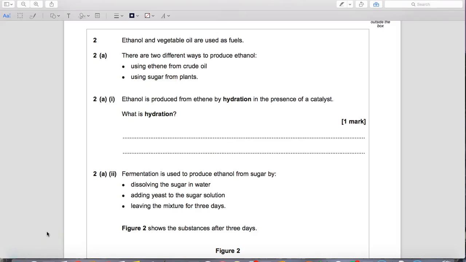All right, so on to question number 2. This one's looking at ethanol and vegetable oils, which you can use as fuels. 2 different ways to produce ethanol, using ethene, making it from crude oil, or using sugar from plants.